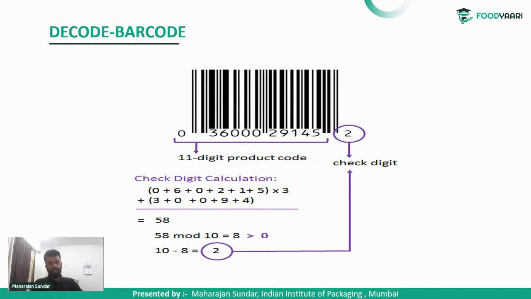Now we have to do the check digit calculation. We have to take alternate numbers: 0, skip 3, 6, skip 0, include 0, skip. We have to multiply the ones we skipped by 3. Again, what are the numbers we have skipped? 3 plus 0 plus 0 plus 9 plus 4. Again, we will get 58. We have to take modulus of 10, which gives 8. Then 10 minus 8 will give 2. As we take mod of 10, we subtract 8 from 10 so that we get 2. That is the check digit.